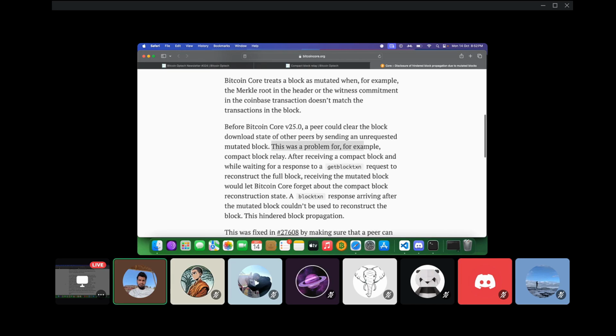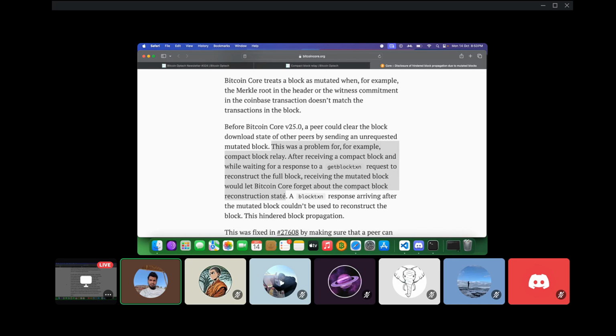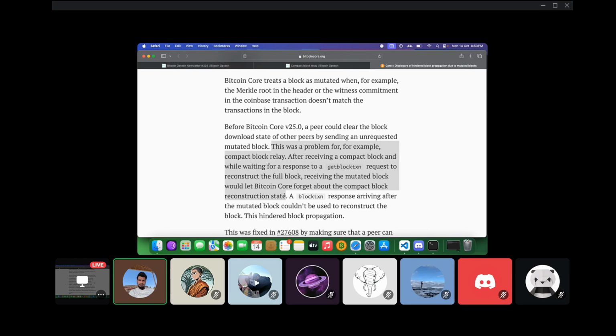This was a problem for, for example, compact relay blocks. After receiving a compact block and while waiting for a response to a get block transaction request to reconstruct a full block, receiving the mutated block would let Bitcoin Core forget about the compact block reconstruction state. So if you've received a compact block and there are some transactions missing in it, you will ask that peer for those missing transactions, and it takes some time for that peer to send them to you. In the meantime, if you get a mutated block, Bitcoin Core will overlook the fact that you are still waiting for that compact block to be reconstructed, right?